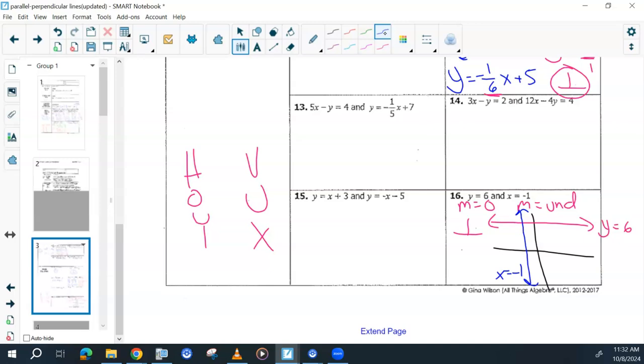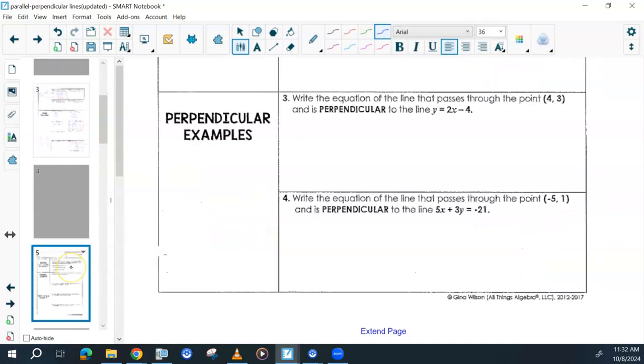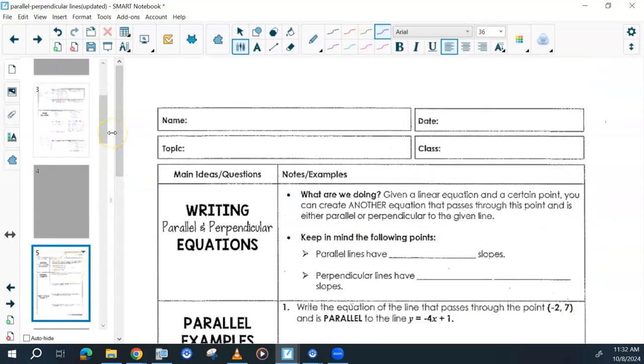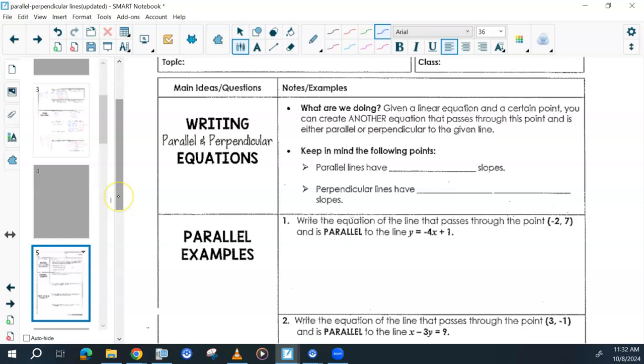Okay. All right, so that was part of what we need to talk about with parallel perpendicular. The second part is on the next page. In this, we're going to be given some equation and some point. So this is going to be very similar to the writing that we were doing where we had a slope and a point or 2 points. We're going to be given a point and an equation, keeping in mind that parallel lines have the same slope and perpendicular lines have negative reciprocal slopes.